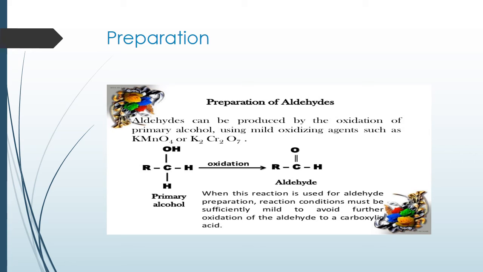a high temperature, then what happens? Very simple, this aldehyde is converted further into the carboxylic acid. Further oxidation of the aldehyde takes place. It is possible. The aldehyde undergoes further oxidation if you are not using mild conditions of the reagents. So if you have to prepare the aldehyde, mild conditions and mild oxidizing agents are used. So primary alcohol is converted into the aldehyde.